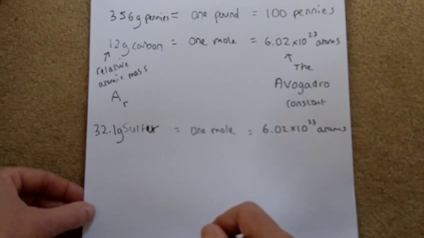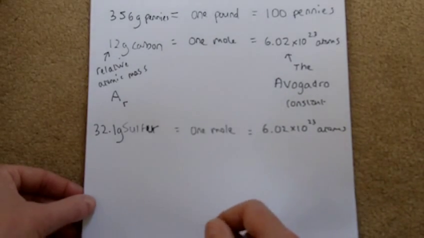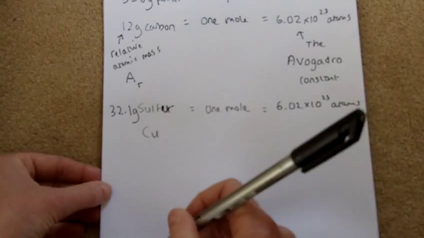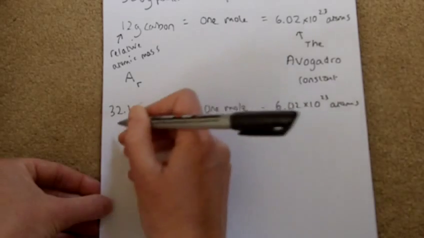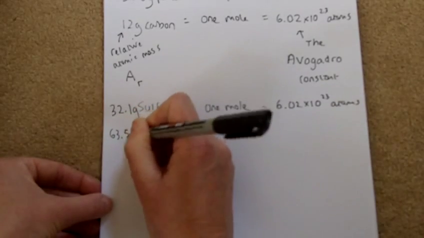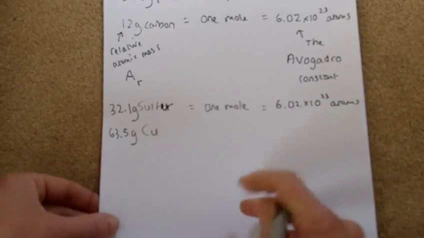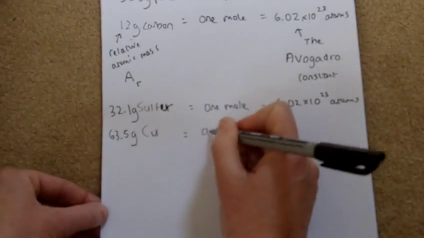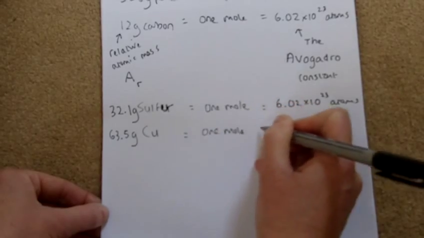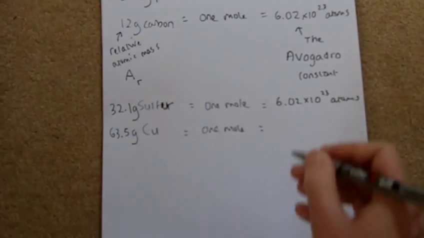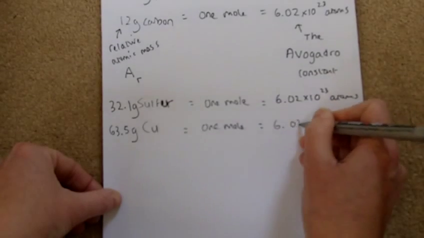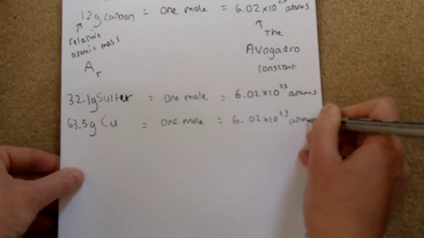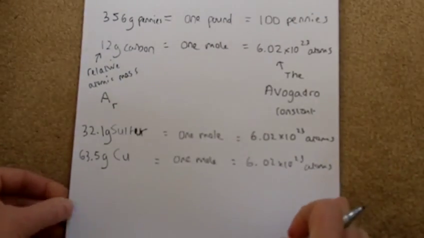And you could do this with any element on the periodic table. If we take copper, the relative atomic mass of copper is 63.5. So if I take 63.5 grams of copper, then that is the same as 1 mole. I wonder how many copper atoms are in there. There's exactly the same number, 6.02 times 10 to the 23 atoms of copper. And this is what 1 mole is.